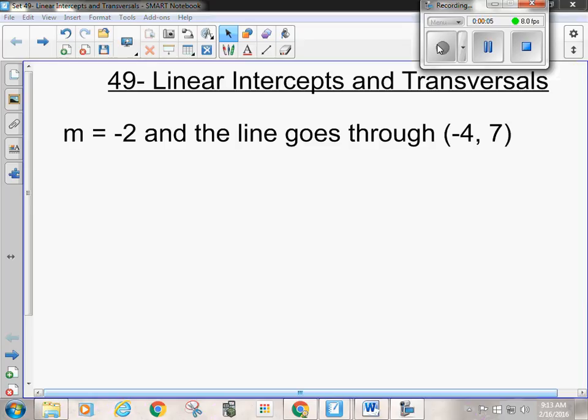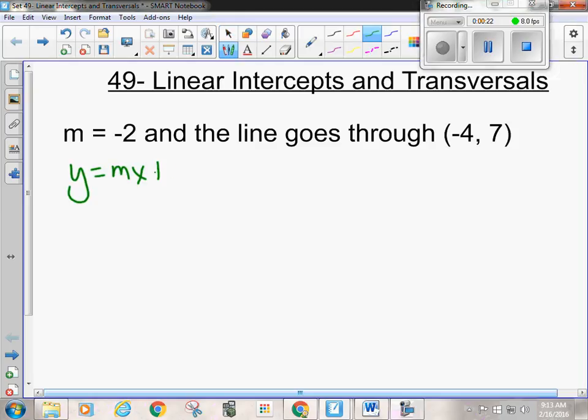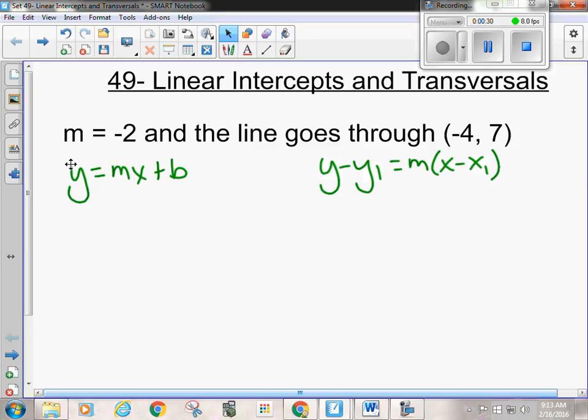It's on linear intercepts and transversals. Really short stuff we've already looked at. So linear intercepts. Sometimes we're given just a slope and an ordered pair, and we need to find the y-intercept. We can do it two ways. We can use our slope-intercept form, or we can use point-slope form. Either way is going to work. They're both going to get us the same thing.